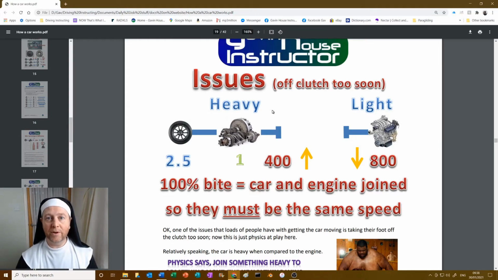Issues: off the clutch too soon. Now this all comes down to weight. A car is very heavy. An engine, comparatively, is light. I mean, they're still jolly heavy things, but comparatively, they are lighter.